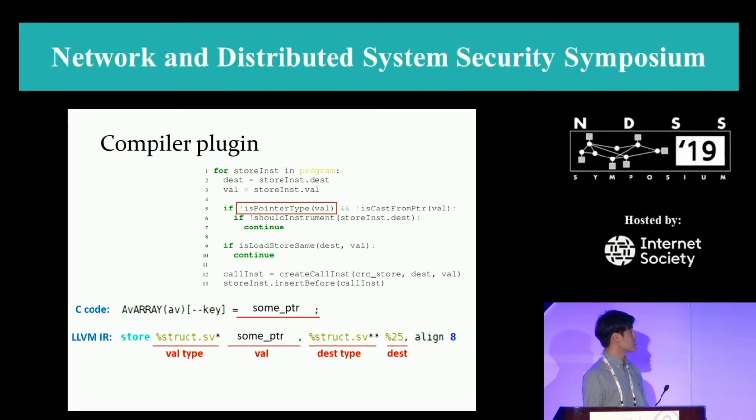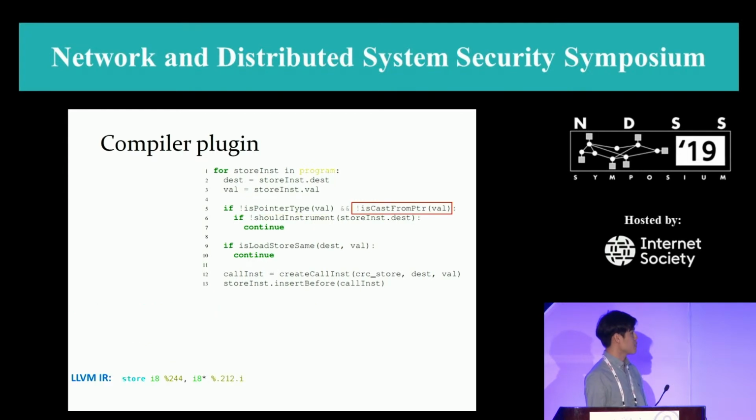And we first check if the value is the pointer type and instrument if it is a pointer type. And then we need to see, even if the value is not a pointer type, we check if the value has been cast from the pointer type.